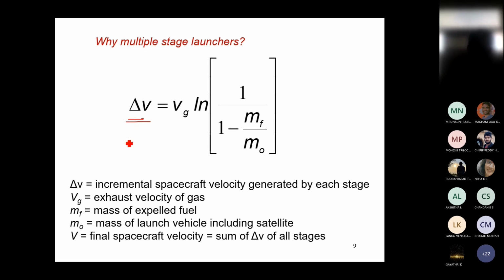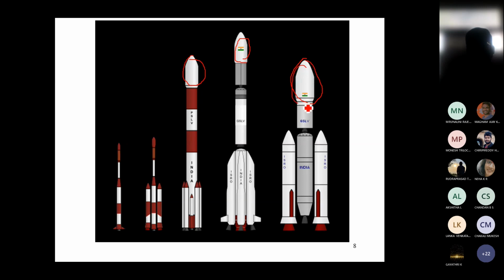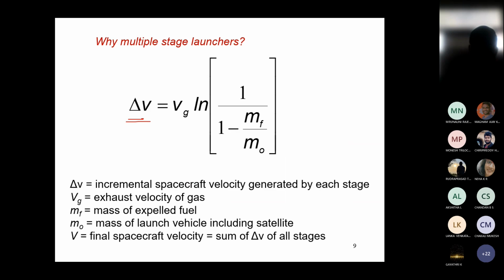Hence, we can see in this expression the value of m0, which is the mass of launch vehicle including satellite. This is going down and down. This is reducing. When I say satellite at this particular stage, it consists of everything. It is not about the satellite only. I am talking about the whole rocket system, the whole launch vehicle. So that mass is represented by m0.